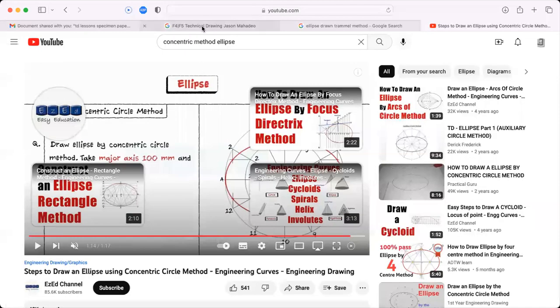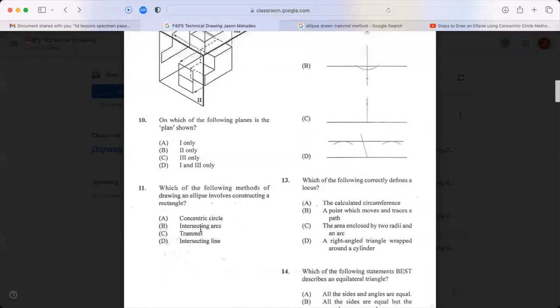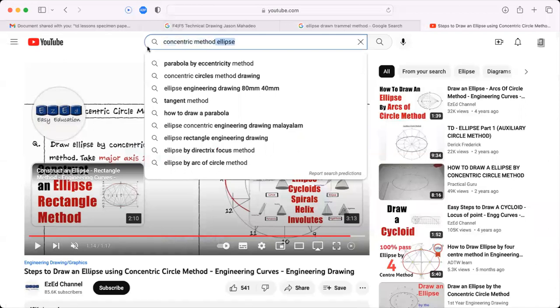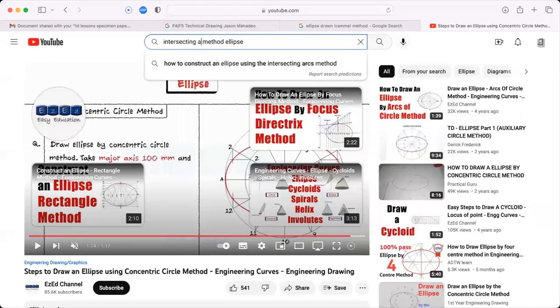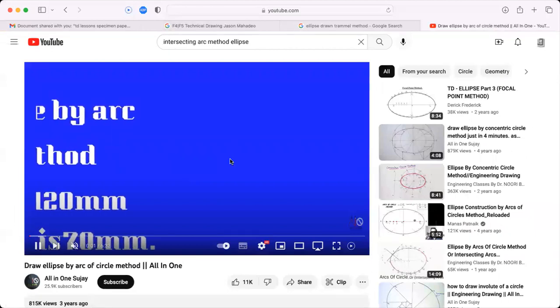All right, so we were going through the different methods. We did concentric, we did trammel, intersecting arcs. All right, this is the intersecting arcs method.